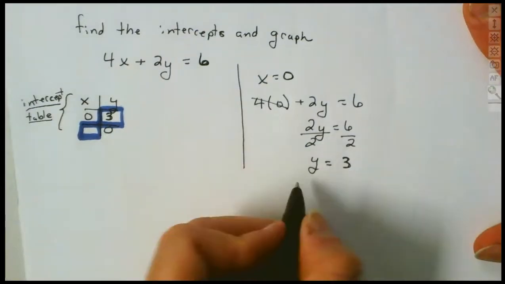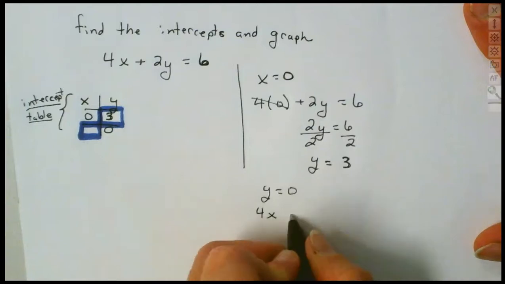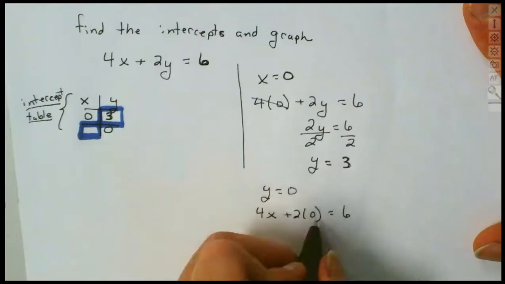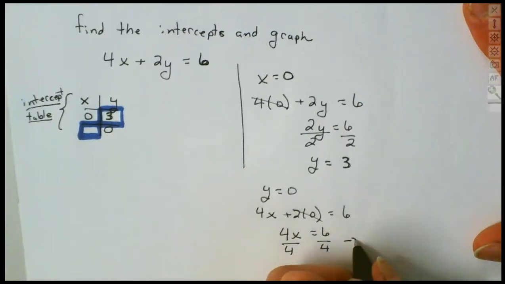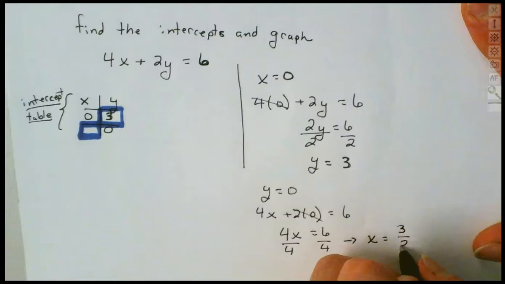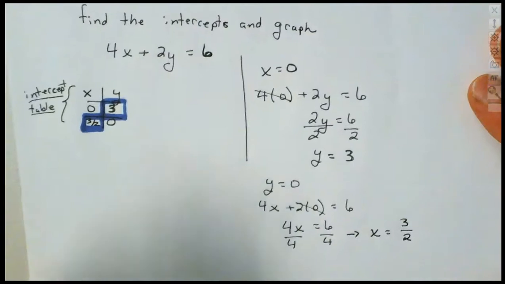Next, we'll plug in y equals 0. So if I plug in y equals 0, then I get 4x plus 2 times 0 equals 6. Well, 2 times 0 is 0, so it's gone. So I get 4x equals 6. We'll divide by our 4. And we're going to reduce this down. When I reduce 6 over 4, that's going to reduce down to be 3 over 2. Okay, so that's 3 over 2 there.